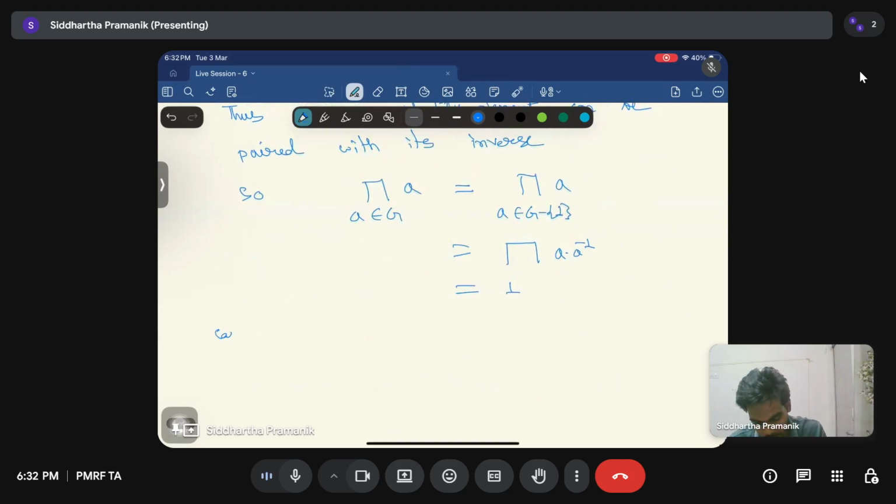And in case 2, n is even. So this implies there exists only one element of order 2 because G is cyclic.